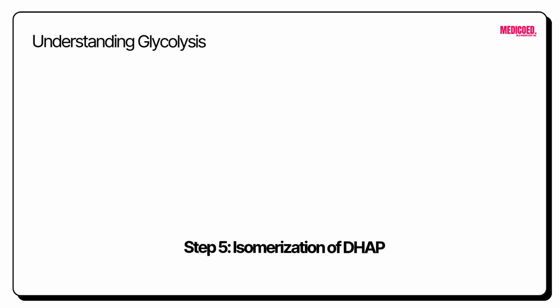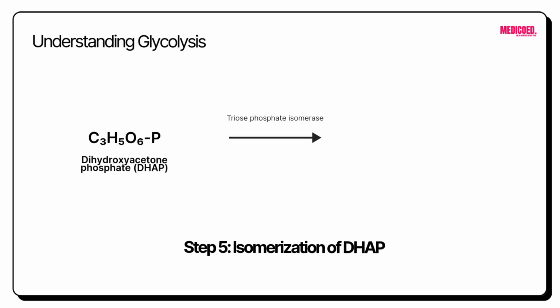Step 5. Isomerization of DHAP, triose phosphate isomerase reaction. Dihydroxyacetone phosphate is converted into another molecule of glyceraldehyde 3-phosphate, ensuring both molecules continue in glycolysis.